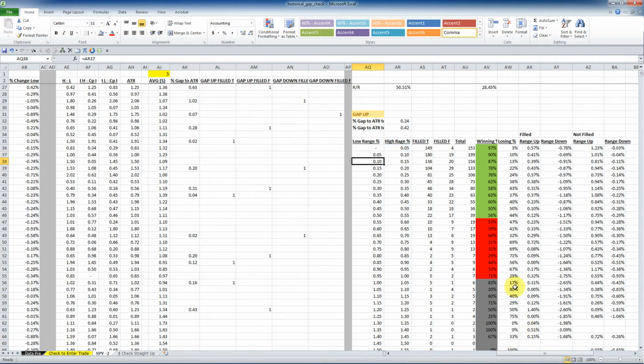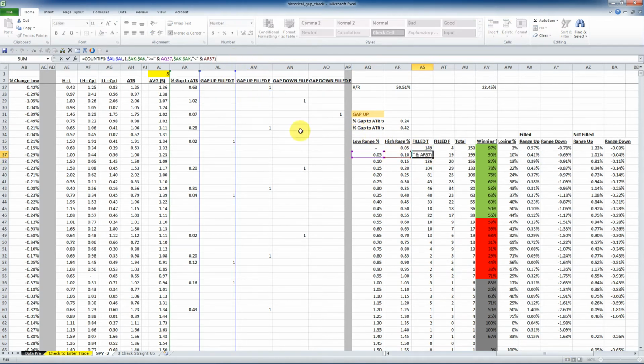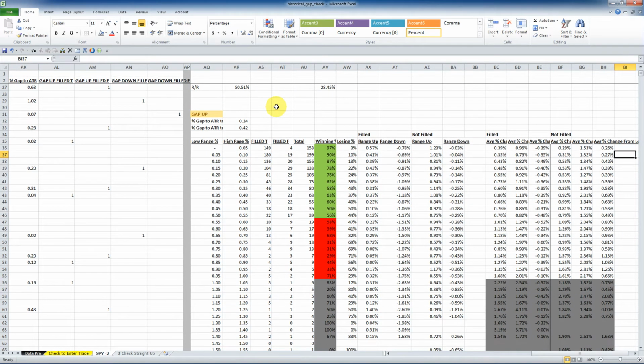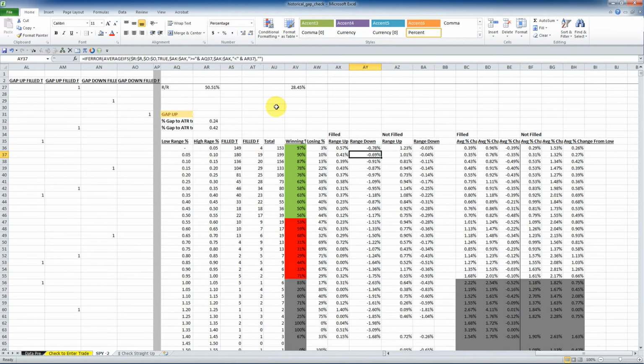Actually, we're looking at the same number, so I want to go to the filled value, where I'm looking at an if statement, and I'm looking at the range. So here's the gap to ATR, and I'm saying the gap must be filled, because I'm looking at the gap filled is true and the gap filled is false to get a total count so I can get the winning percentage in the trade. And this is pretty basic stuff if you think about it. It's not as complicated as you think it is.